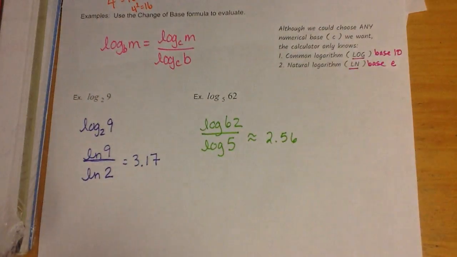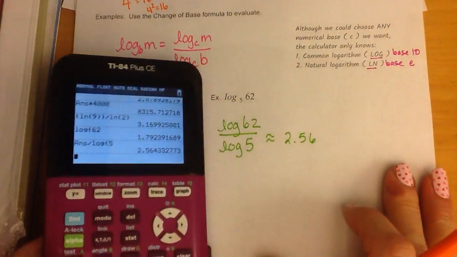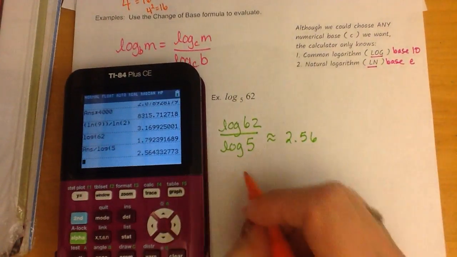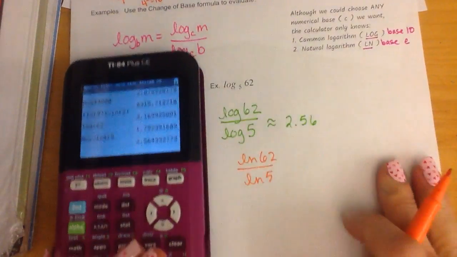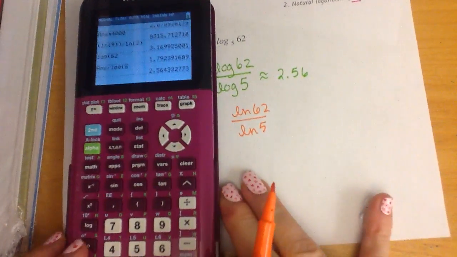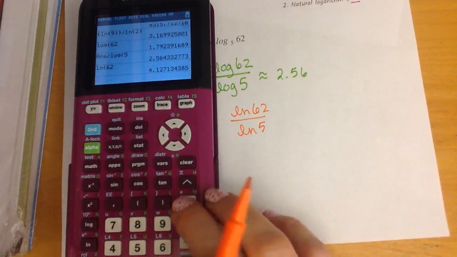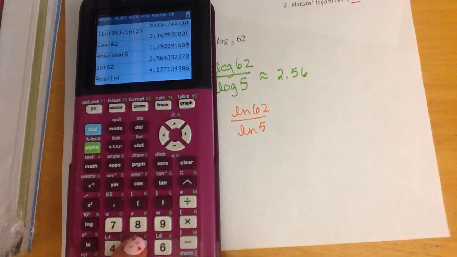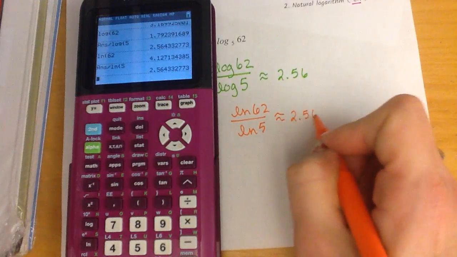Now I do want to show you that it's exactly the same no matter which log you choose. So let me rework this one with a natural log of 62 divided by a natural log of 5. The natural log button is next to the 4. So we'll do natural log of 62, enter, divide by natural log of 5, enter, and you can see that we get the exact same number, 2.56.